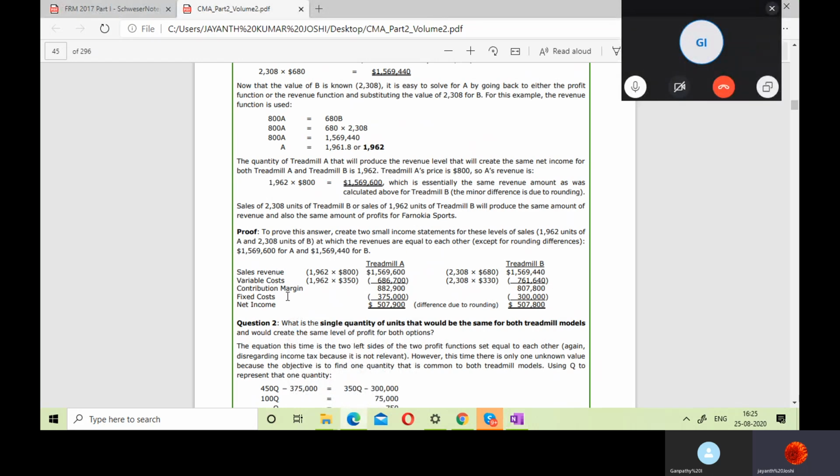Sales minus variable cost is contribution, minus fixed cost is profit. So I've taken here 1962 is what we got as the quantity of A, and 2300 we got as the quantity of B. Multiplied with selling price, we got total selling price. Multiplied with variable cost, we got total variable cost. Here also, same thing. Fixed cost we removed and we got the net income. So net income for treadmill A is high.